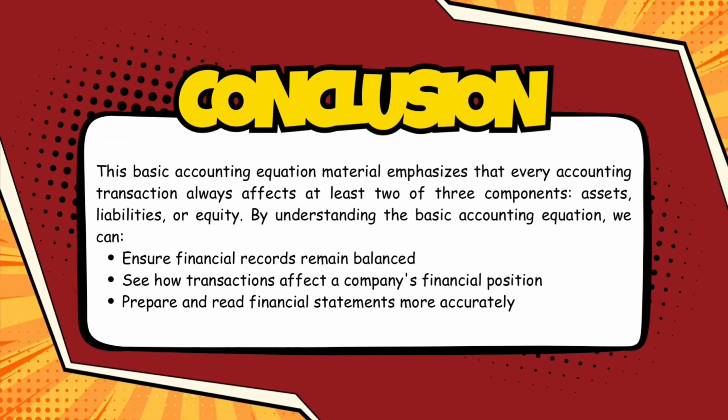To conclude, every accounting transaction affects at least two components of the basic accounting equation: assets, liabilities, or equity. This equation must always stay balanced so that the financial records remain accurate and reliable.